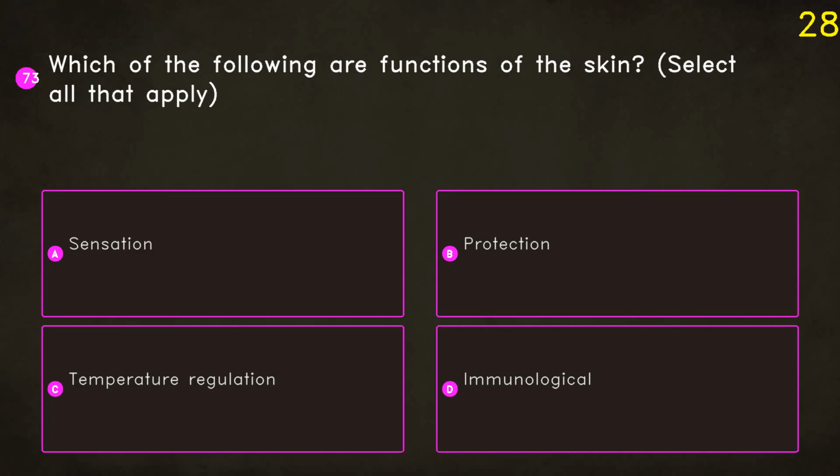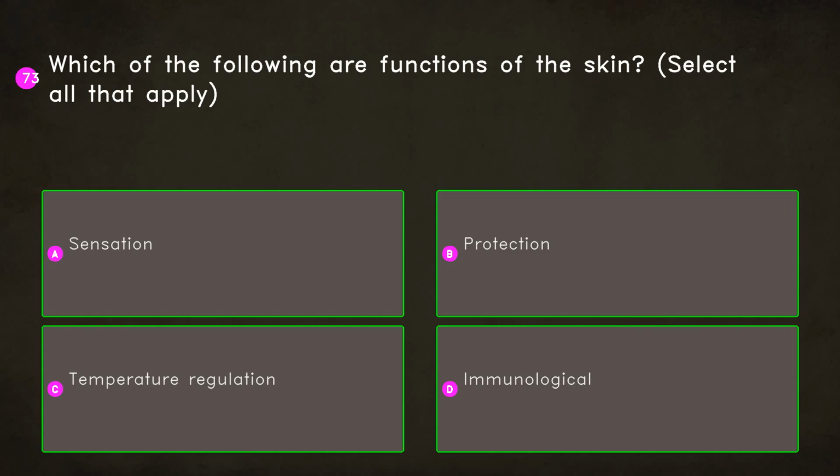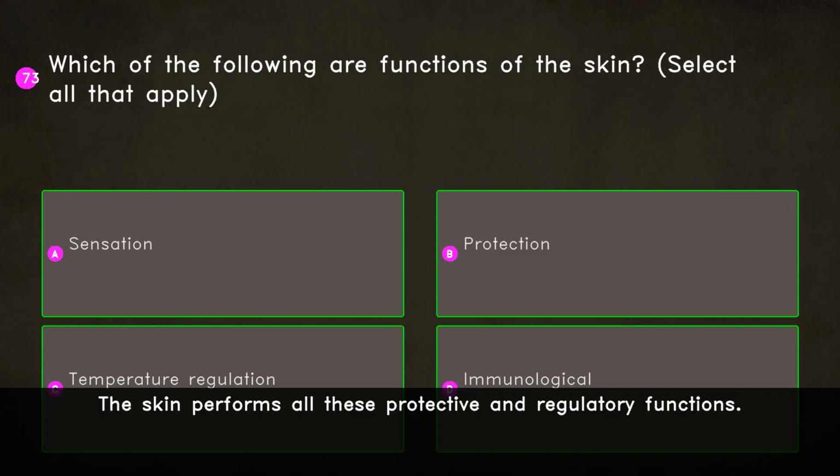Question 73. Which of the following are functions of the skin? Select all that apply. A. Sensation. B. Protection. C. Temperature regulation. D. Immunological. The correct answer is sensation, protection, temperature regulation, and immunological. The skin performs all these protective and regulatory functions.